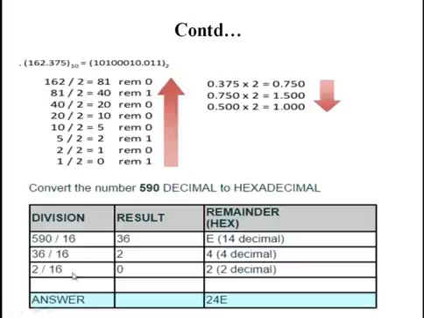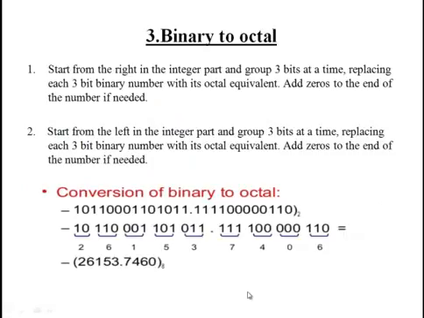We divide this 2 again by 16, the quotient is 0 and the remainder is 2. So 590, the decimal number, in hex is equal to 24E.